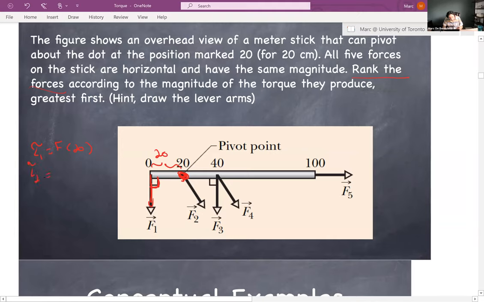What about the torque due to the second force? Well, you can see the second force is actually being applied at the pivot point. So this torque would be F times the lever arm, and the lever arm is zero. The distance between the force and the pivot point is the lever arm, and that distance is zero. So force two actually has no torque associated with it.